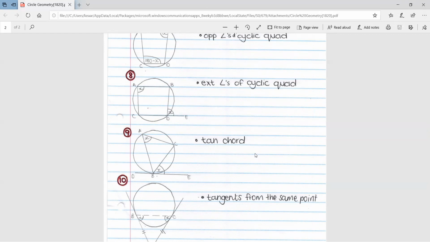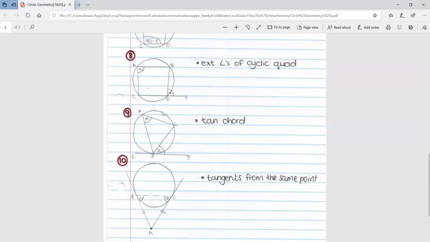You can also be asked to prove that something is a tangent to a circle, and then what you would have to do is try to prove either tan chord or tangents from the same point.